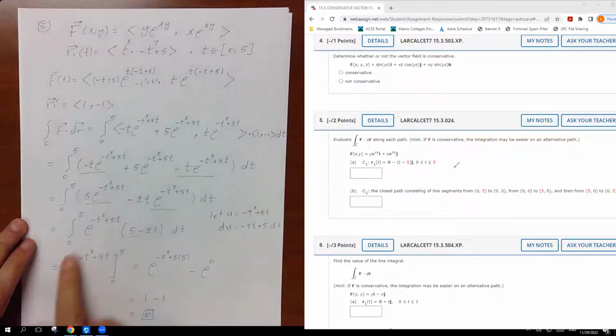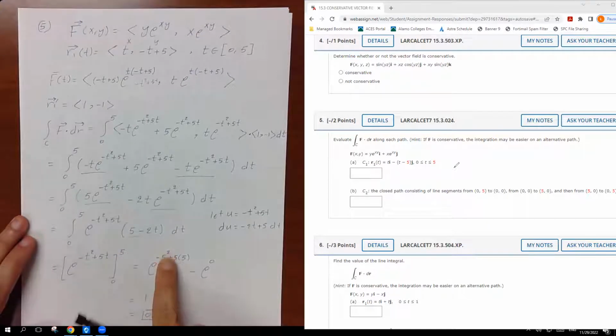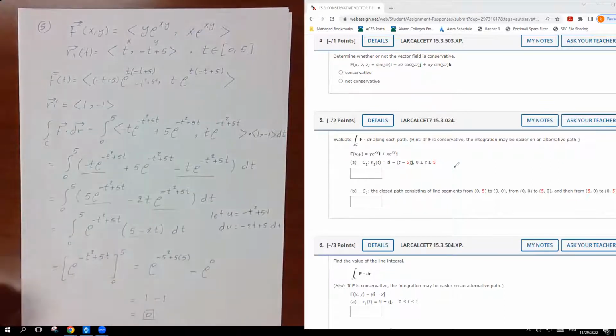So the integral is going to be just e to the u, which is e to the negative t squared plus 5t, from 0 to 5. Plug in the 5. It's going to be negative 5 squared plus 5 times 5, which is the whole thing here is 0, minus e to the 0. So it's going to be 1 minus 1, which is equal to 0. That means the first part here is going to be just 0.